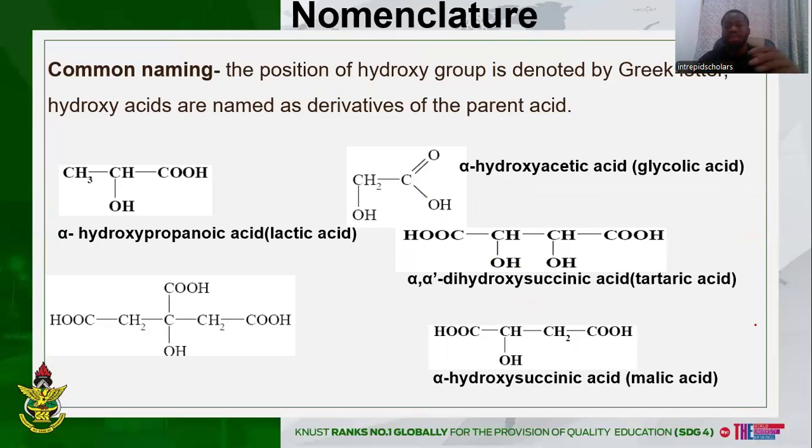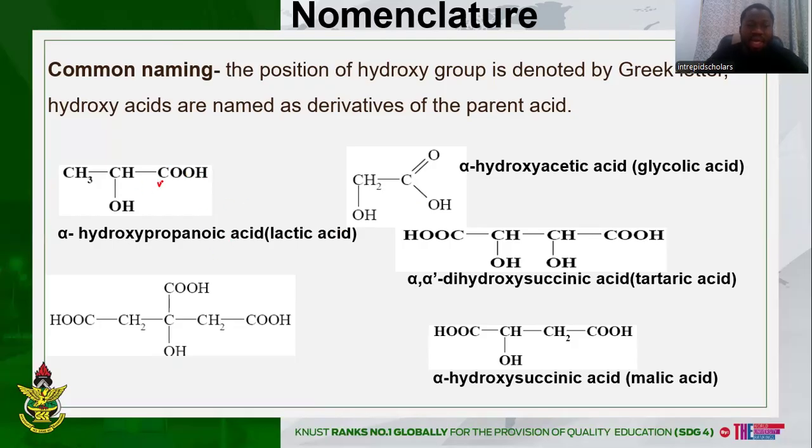Nomenclature. Now, there are two different ways of naming. First of all, is the common name. The common names can be the general names that we have, but we can still have common names which are done by using the Greek letter, that is either alpha, beta, or gamma, for the hydroxy acid as a derivative of the parent name of the parent acid. So if you are looking at the examples, most of the examples have been named already, right? But let's look at how we arrive at that.